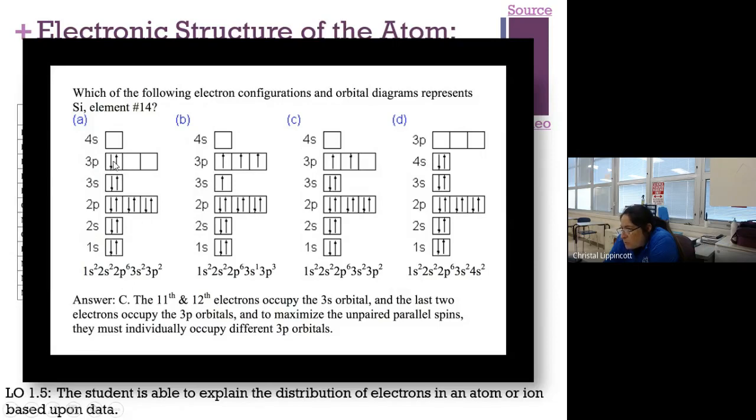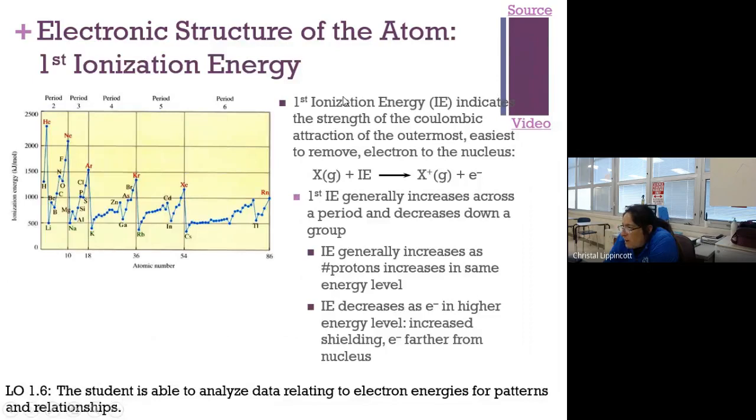These would need to be in separate orbitals. We don't double up until we have these all filled with one. And then this guy over here, the 3p comes before the 4s. So this needs to be flipped, and you would need to have your electrons separate like this one. Okay? All right, ionization energy.